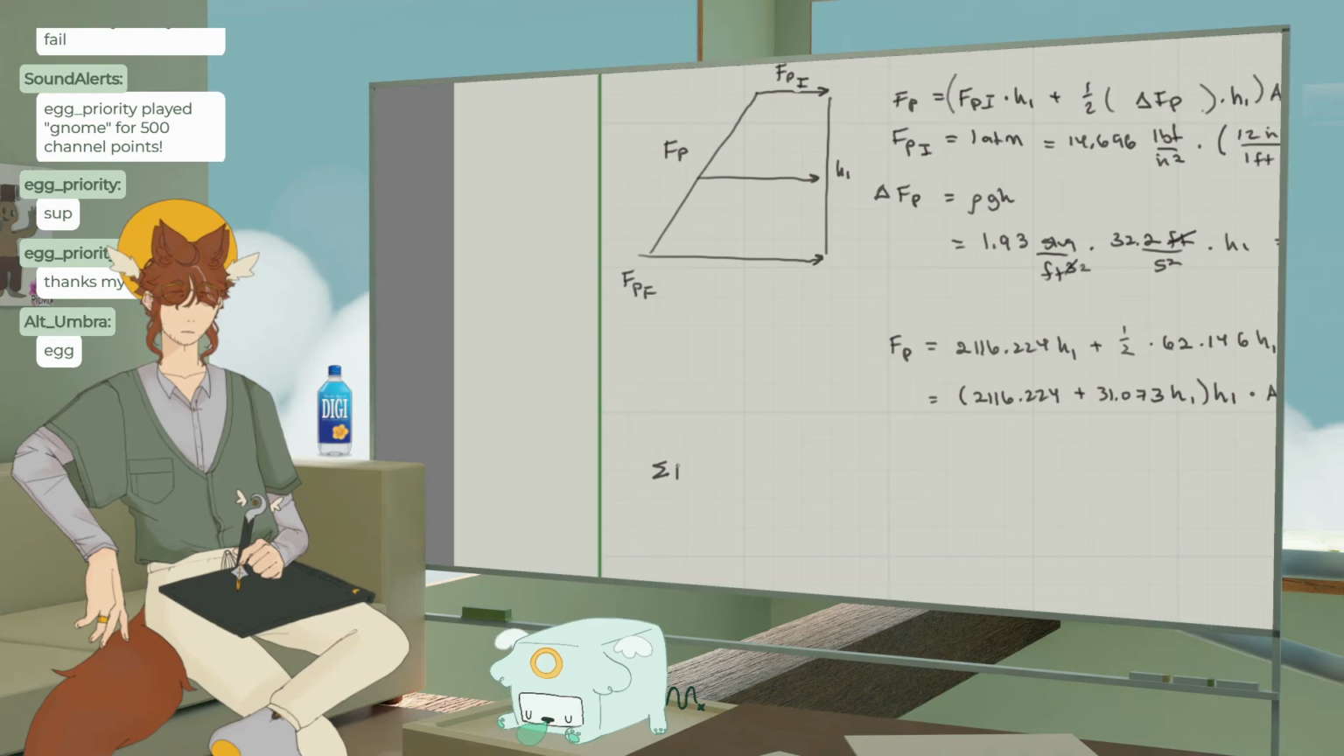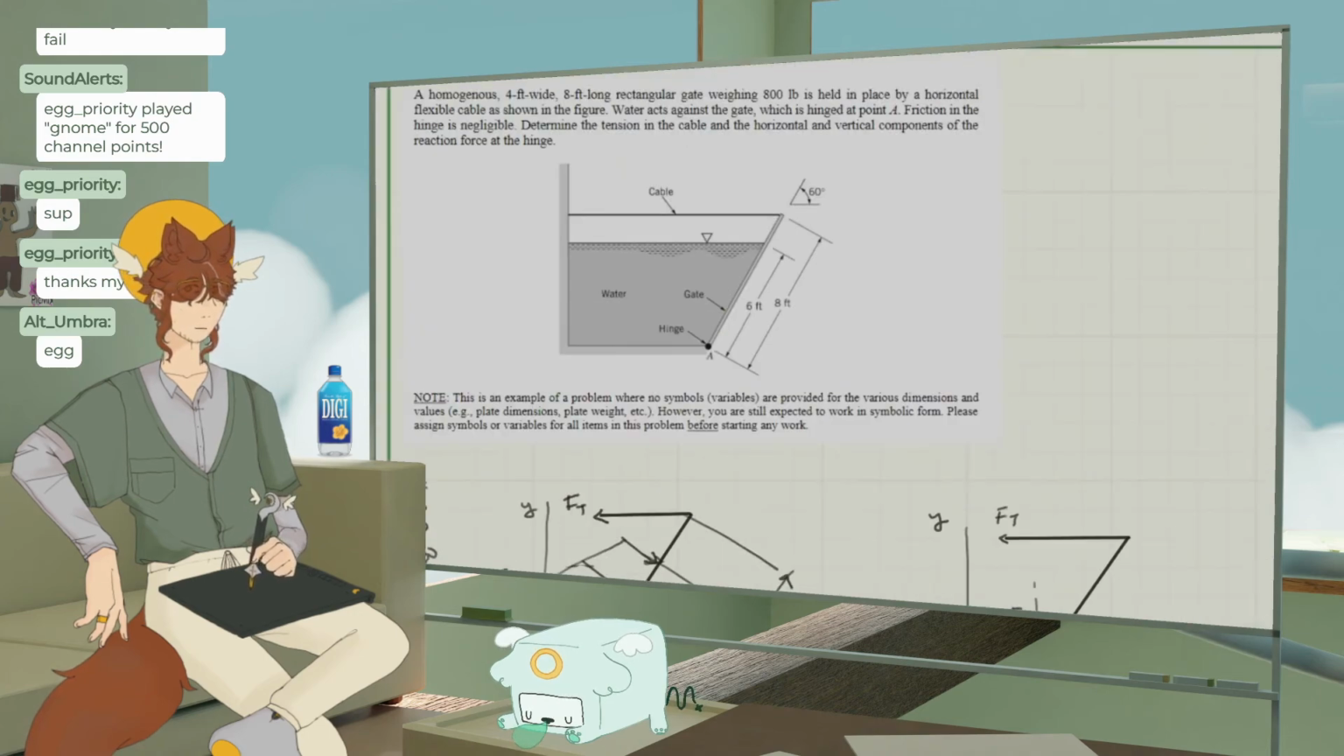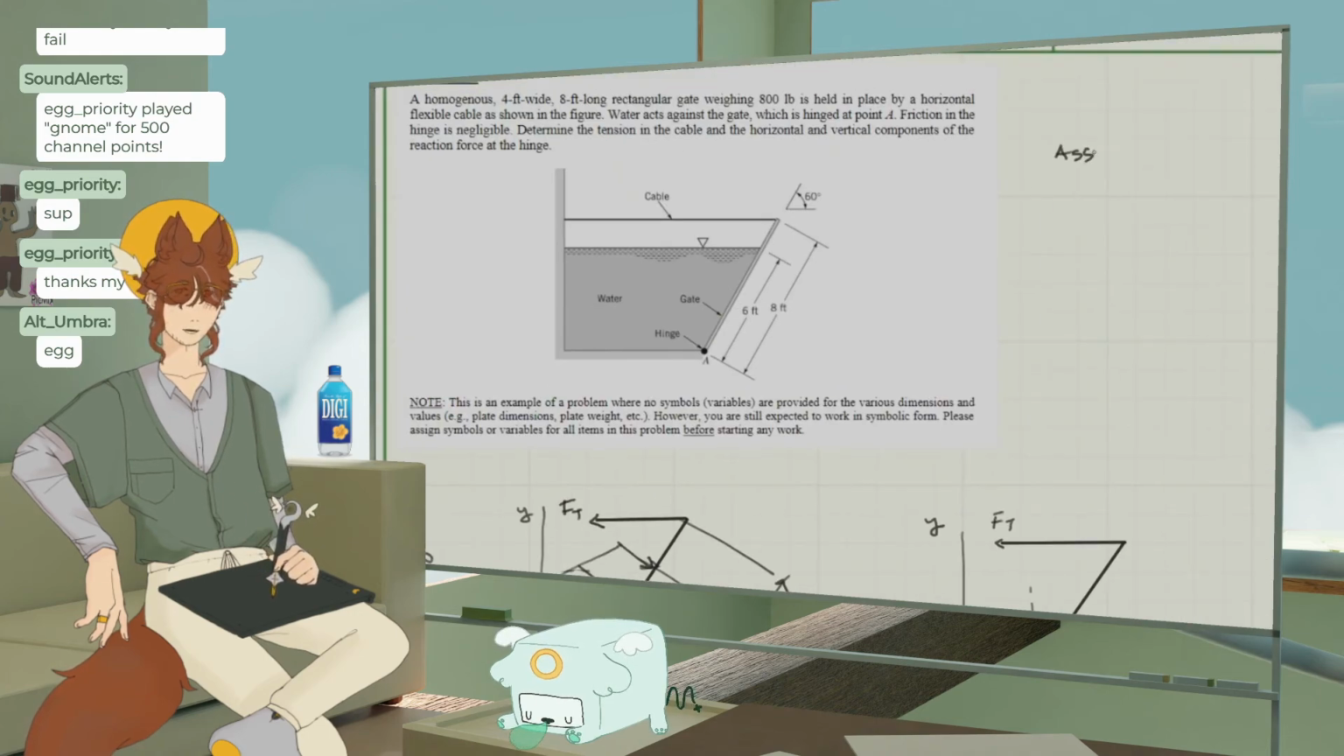Okay, sum of the moments about the hinge. What's our positive convention? Our positive convention is this way. Should equal 0. Assumption: fluid is static.